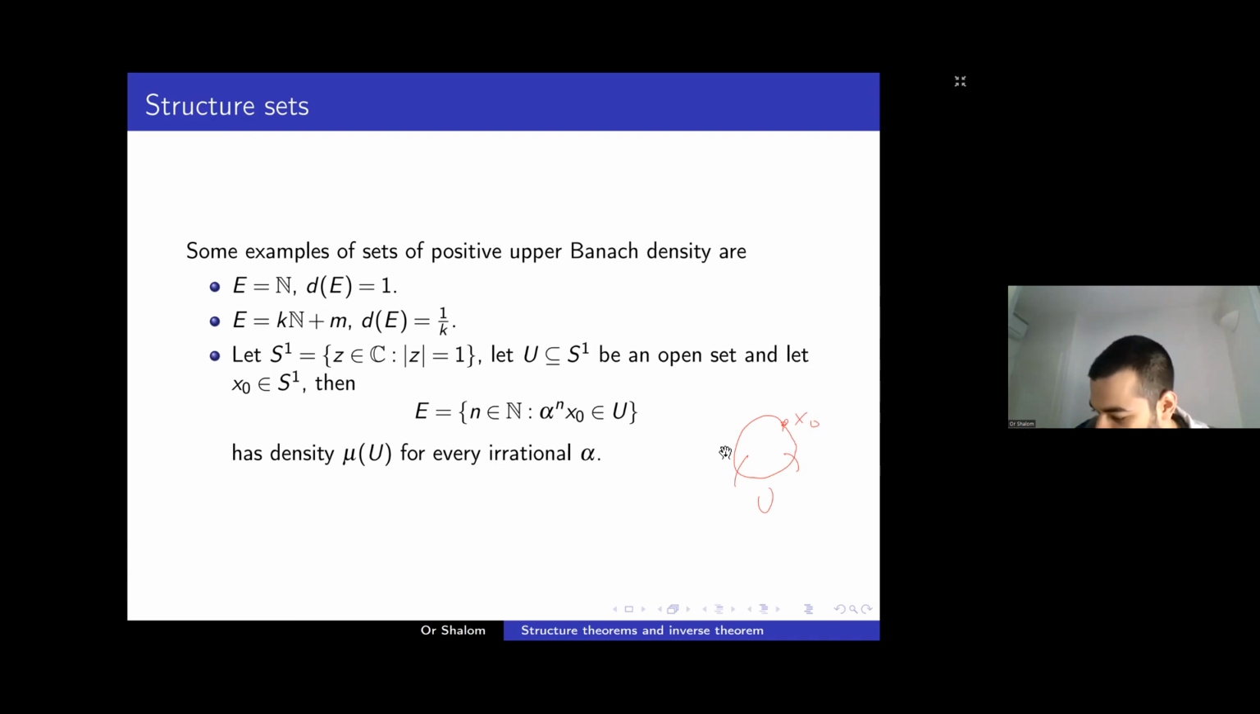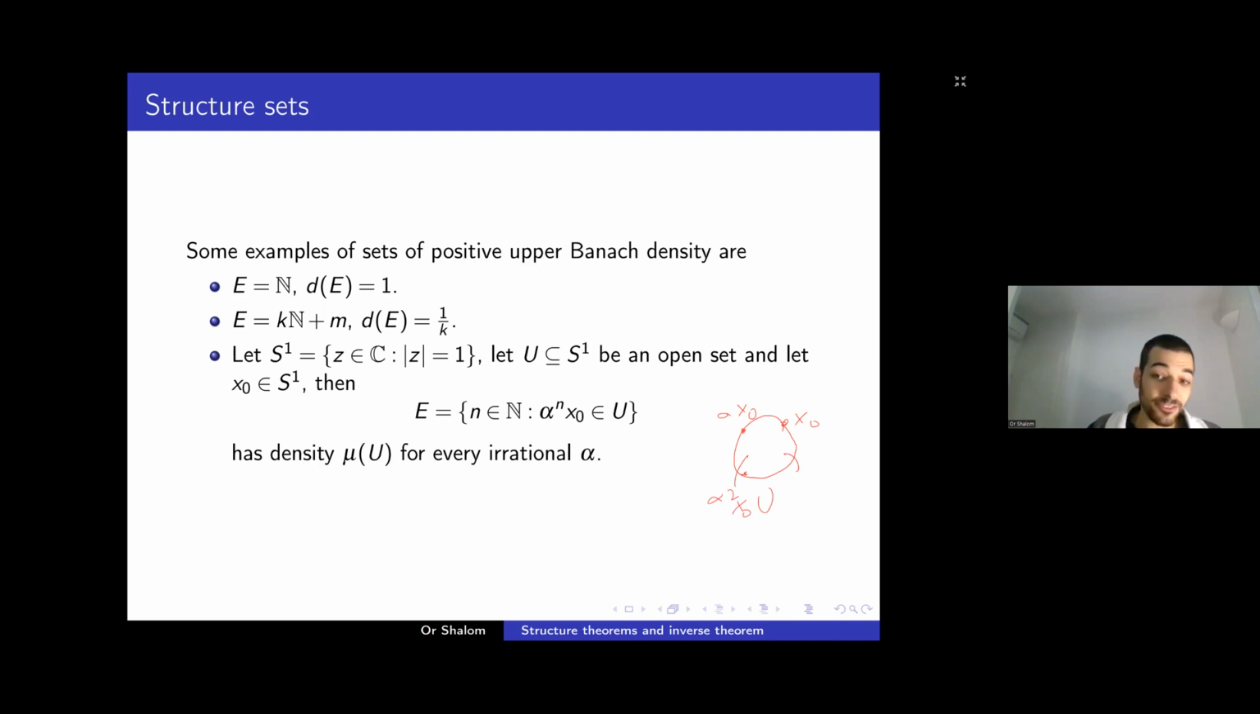Okay, so this will be alpha x0, and after 2 seconds, alpha 2x0, and so on. And then you let E be the set of all times where this orbit visits U. And one can show that when alpha is irrational, this orbit is evenly distributed in the circle, which means that the density of E equals the Lebesgue measure of U.